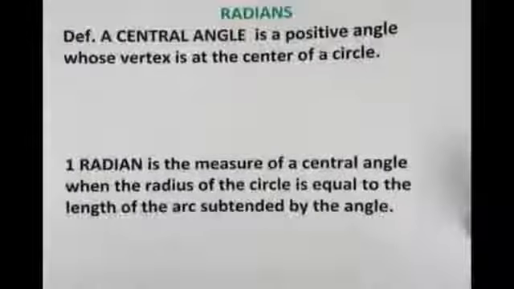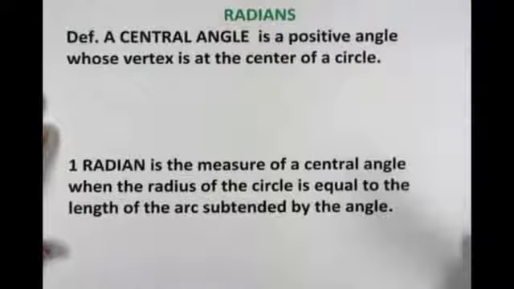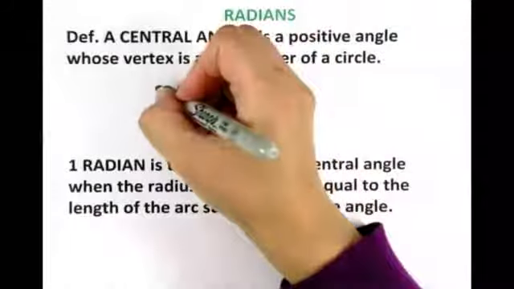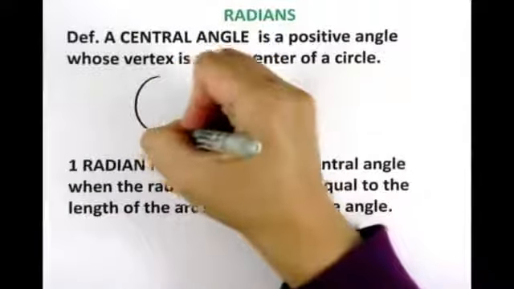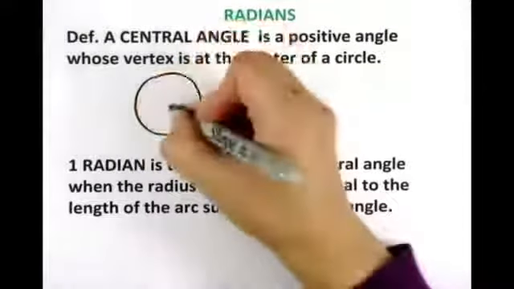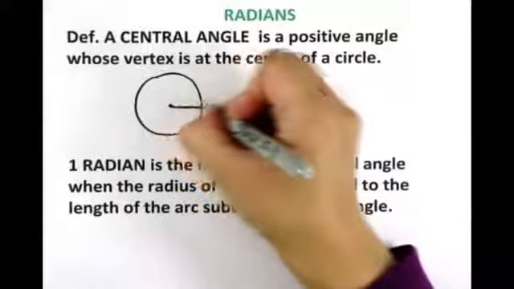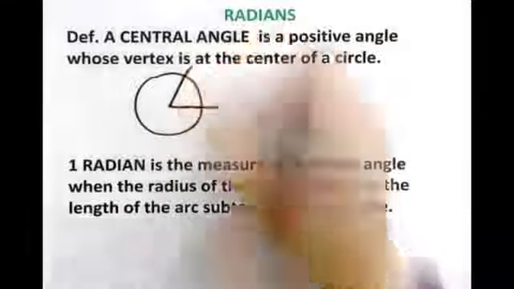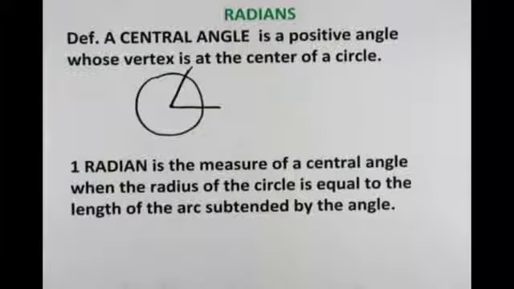Now we would like to talk about radians. First, definition of a central angle. A central angle is a positive angle whose vertex is at the center of a circle. So we draw the circle. We have the center of the circle. And then we have, this is called the central angle.